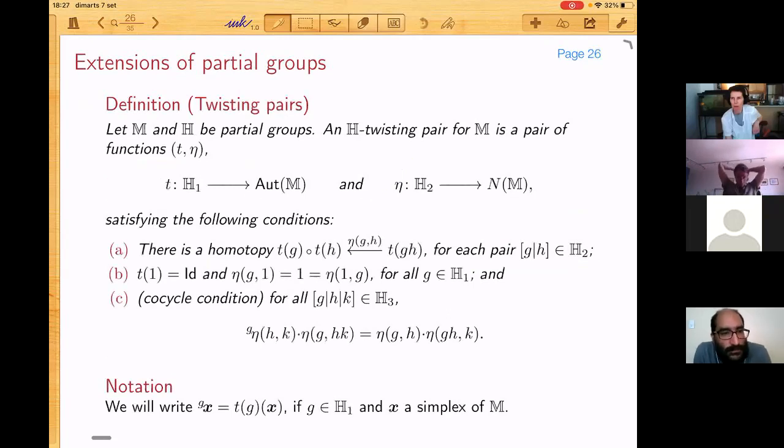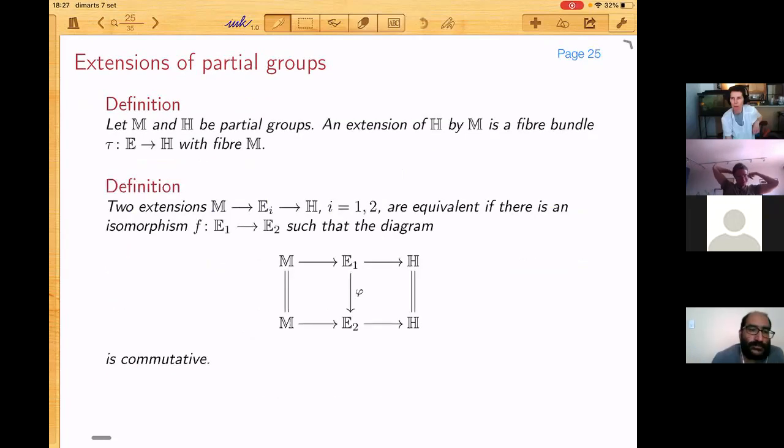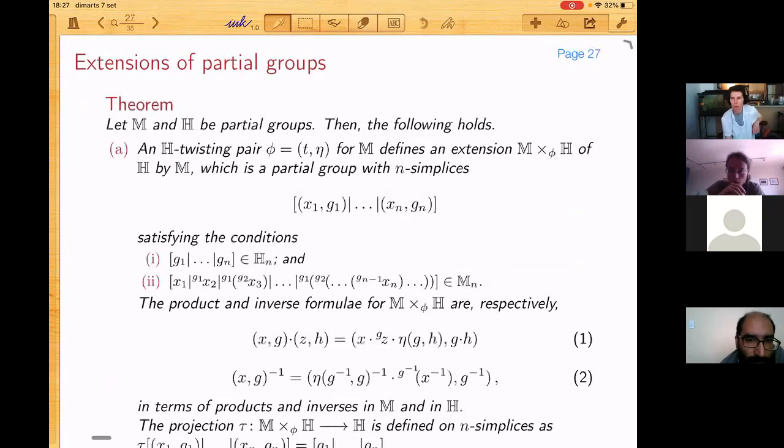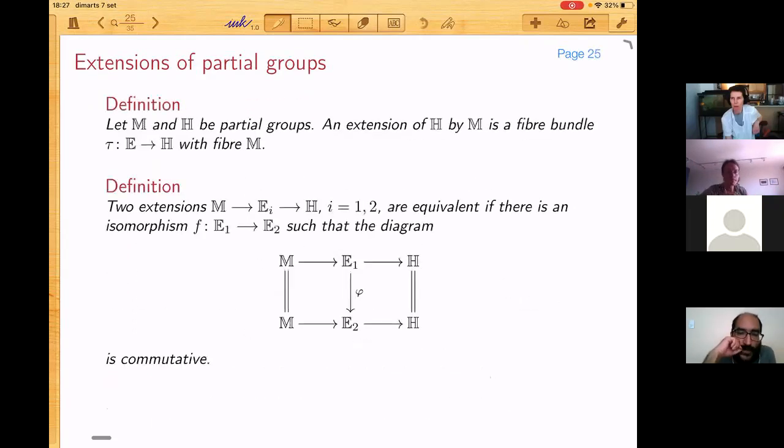So how to classify? Now we want to classify extensions. How do we do that, right? So first, we have extensions with H in the base. So classifying this would be writing a map from this to the classifying space of Out of M, right?